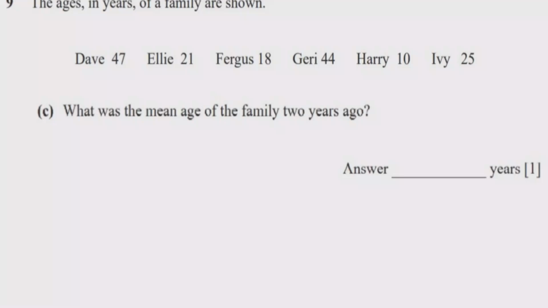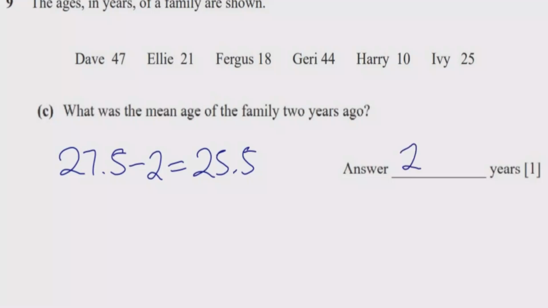We got 27.5 as our mean age at first. Then we subtract just 2 years from that, which will give us 25.5 years. Okay, and that is the correct answer, 25.5. And that is the easiest method.